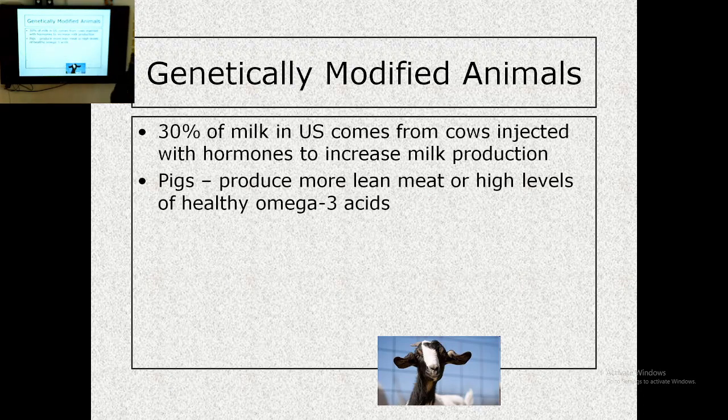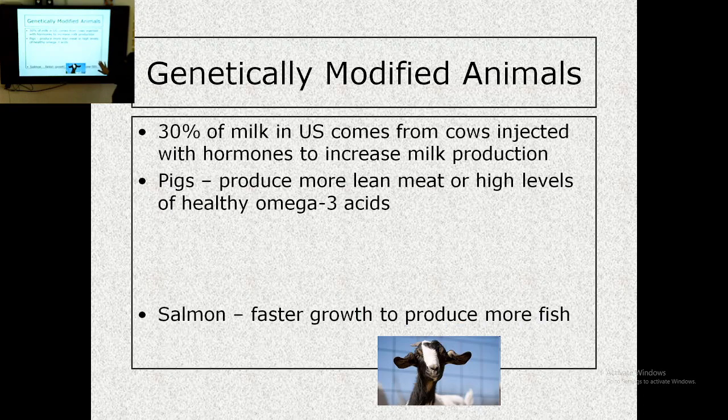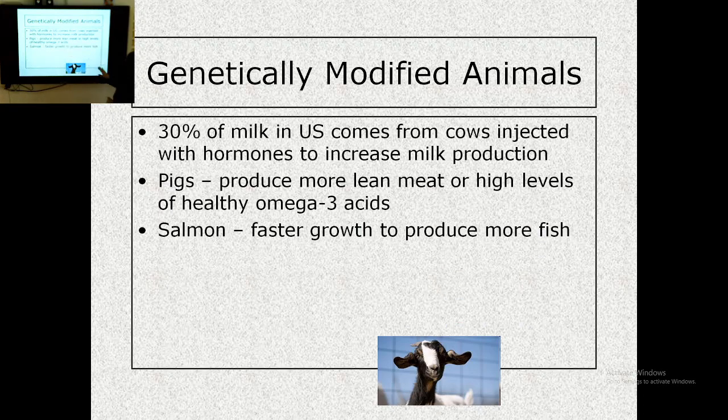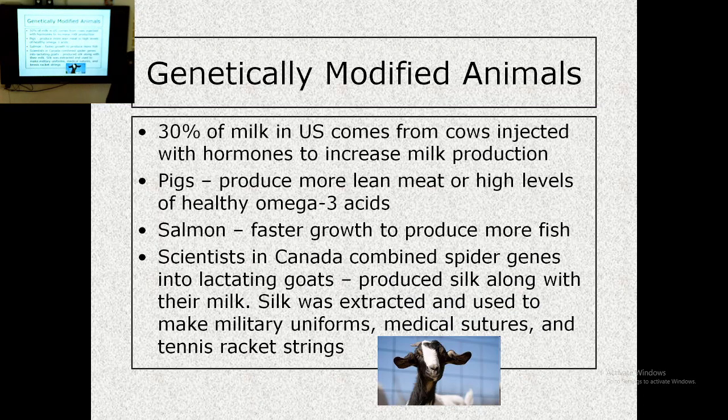And even pigs produce more lean meat or a high level of healthy omega-3 acids if they are genetically modified. Salmon have faster growth to produce more fish, and even scientists in Canada combined spider genes into lactating goats. Imagine that we insert a specific gene from the spider, a gene that will produce silk, and we inject it into the lactating goat in specific lactating tissue. What will happen in this case? We will find silk produced in the milk. Imagine that specific types of silk produced by spiders will be formed in the milk.